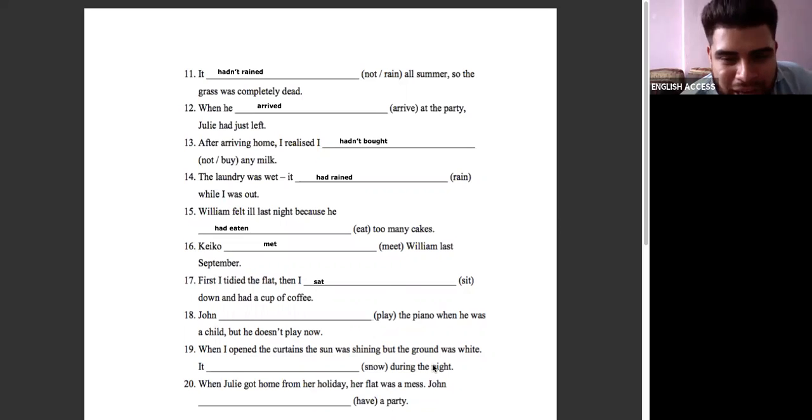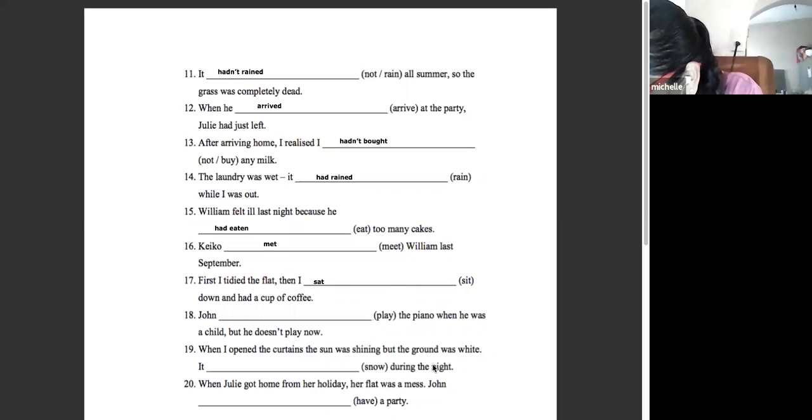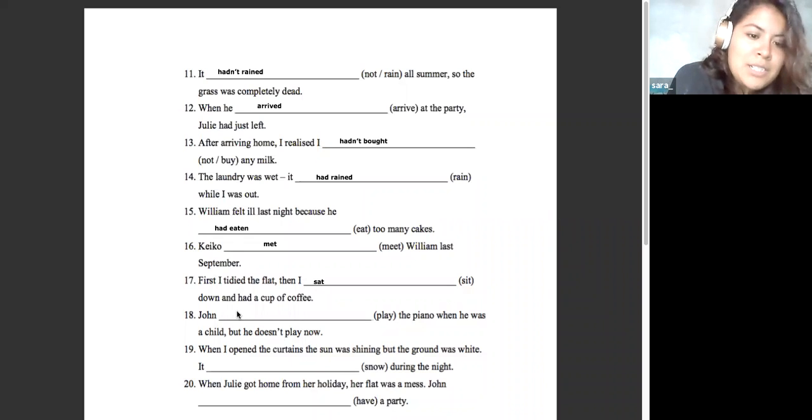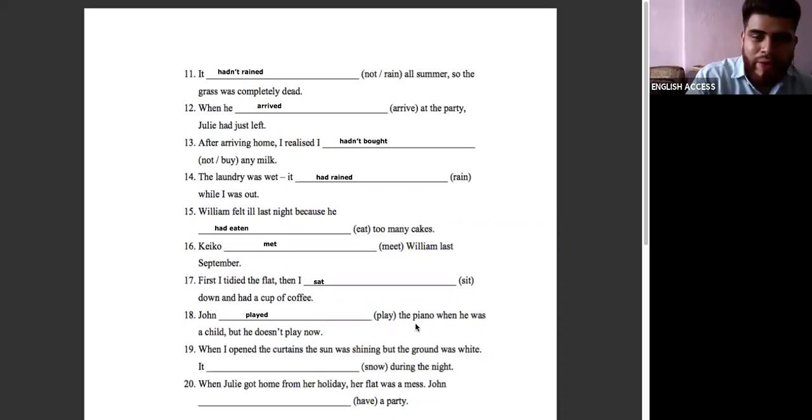Okay. 18, John had played, played, playing is perfect past. John had played the piano when he was a child. He did it. Does he play now? No. John played the piano when he was a child. Yes, John played the piano when he was a child.